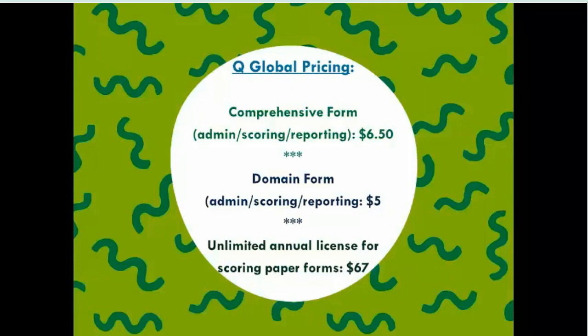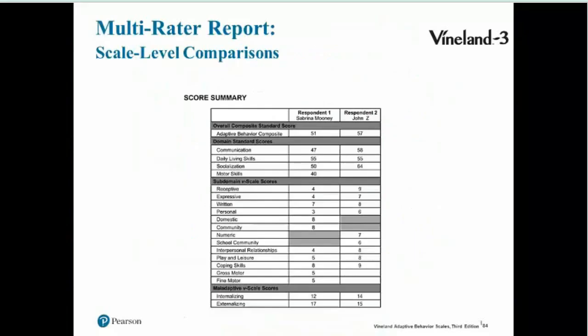For those of you who want to administer the Vineland via paper and pencil, but then score it on Q Global, there's an unlimited annual license for scoring paper forms. That's $67, and that allows you to score as many paper Vineland 3 forms as you need to for 12 months. It's unlimited.